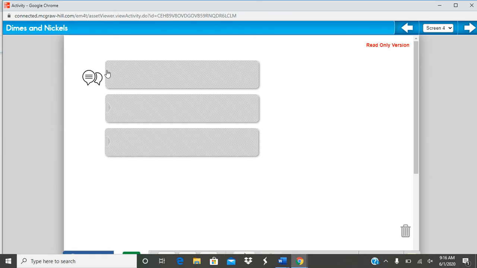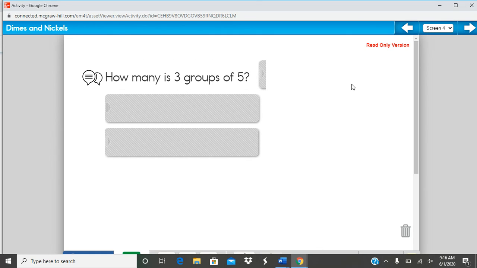All right, so just a few last questions. How many is 3 groups of 5? 3 groups of 5. If you need to get a blank piece of paper or a whiteboard to write this out, remember you can pause. 3 groups of 5. I can also just put up 3 fingers and have each of those fingers be worth 5. So 3 groups of 5 would give us 15. You got it.